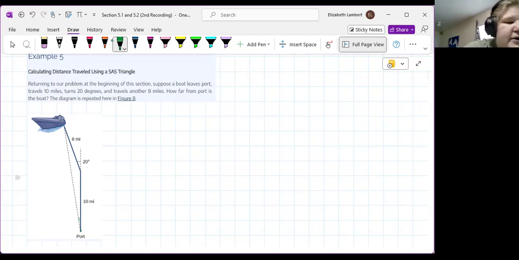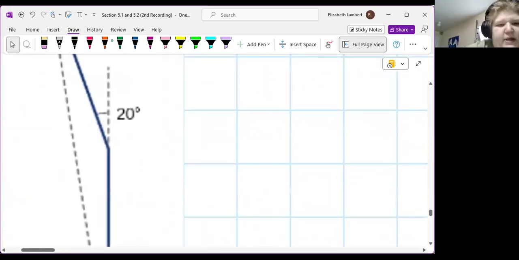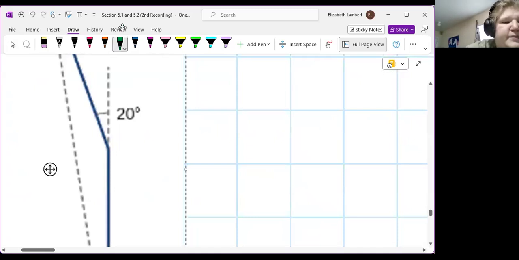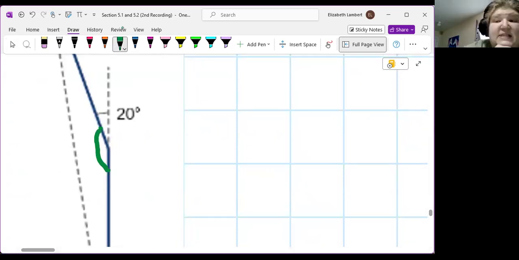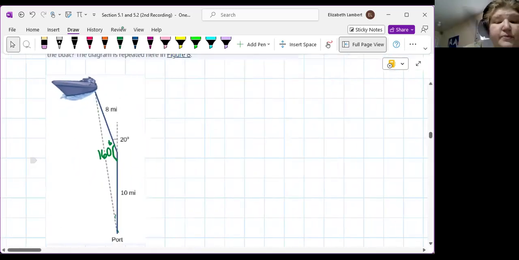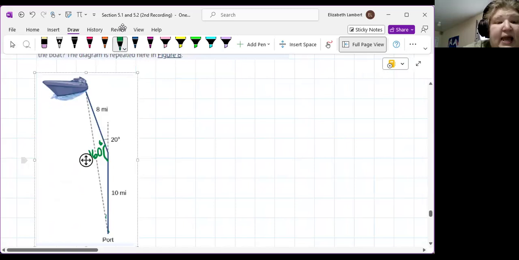But here, with that 20 degrees, that means that angle is 180 minus 20, which is 160 degrees. So now I have a side, an angle, and a side. I can't use law of sines. I don't have any pairs, but I can use law of cosines because we want to find the third side.